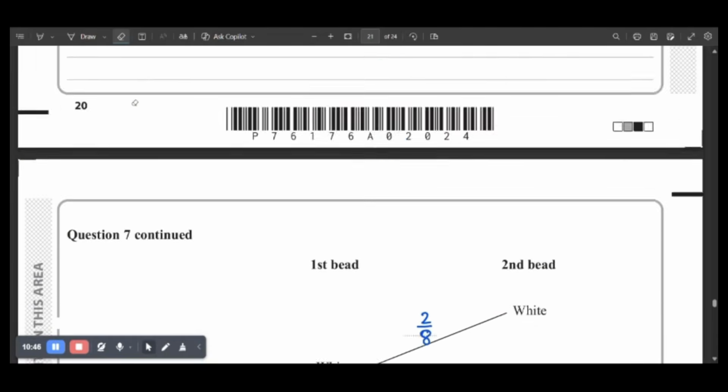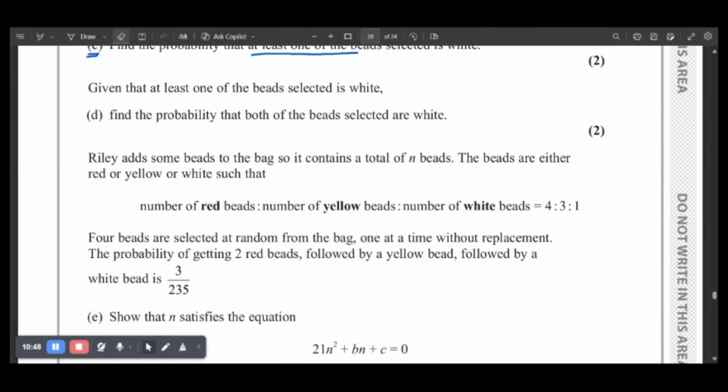For the next part D, we are asked to find the probability that both of the beads selected are white. A condition is given here. Given that at least one of the beads selected is white, find the probability that both of the beads selected are white. This is a conditional probability.